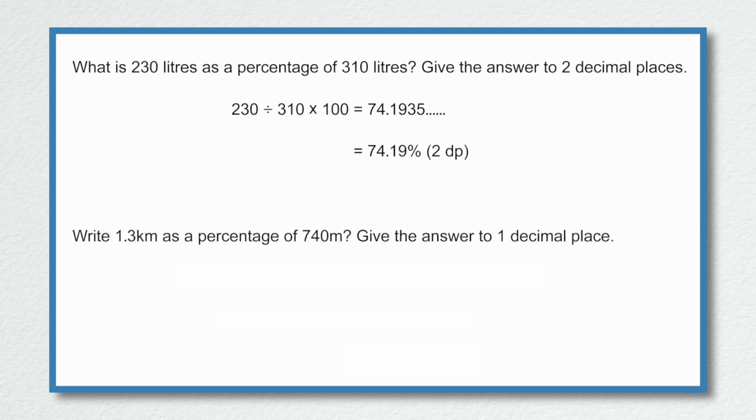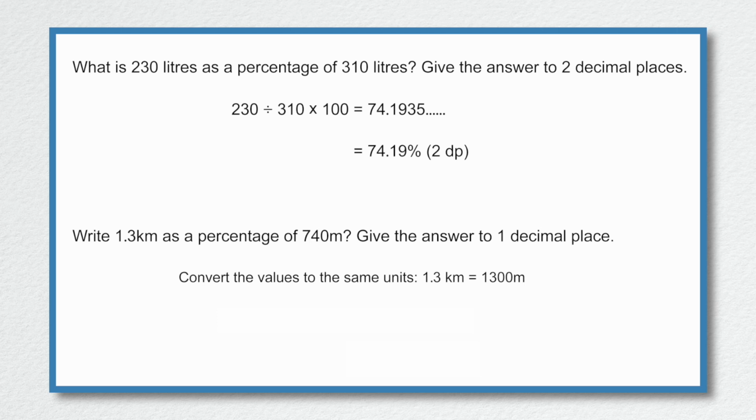Here's another question. Write 1.3 kilometres as a percentage of 740 metres. Give your answer to 1 decimal place. So the first thing you've probably noticed is that one of the values is given in kilometres, we have 1.3 kilometres, and the other value is given in metres, 740 metres. So to tackle this problem, we actually need to make sure that both values are in the same units. 1.3 kilometres is 1,300 metres. Remember that there are 1,000 metres in a kilometre. I will be doing more work on conversions in a later video.